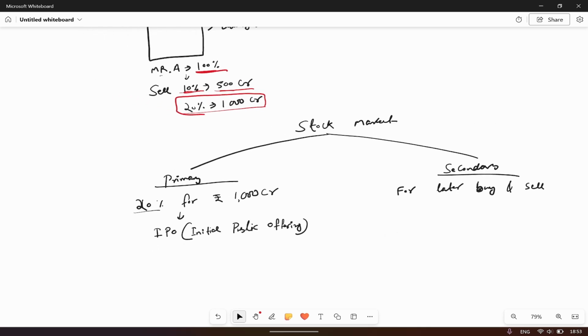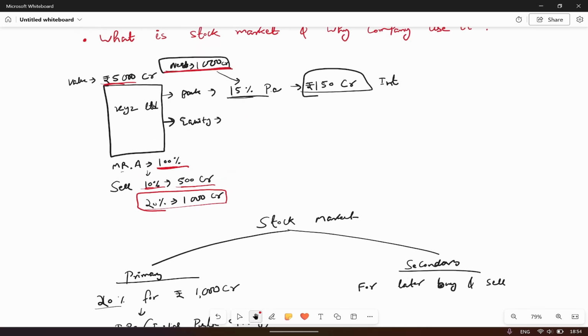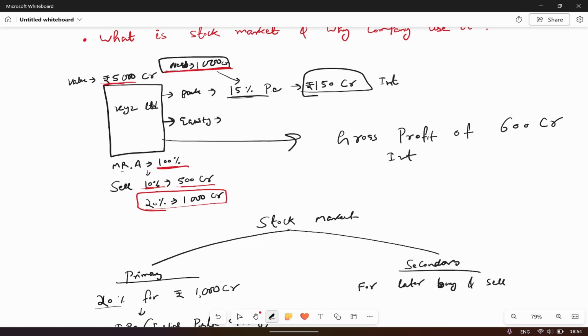So this is basically the stock market, and the advantage I have discussed is that there is no need to pay anything. In order to make you understand how big a thing it is, let's say this company XYZ Limited makes a gross profit of 600 crore, right? Now, there are two things. If he had taken debt, then he has to pay interest of, we have calculated, 150 crore. So now his net profit would be 450 crore.